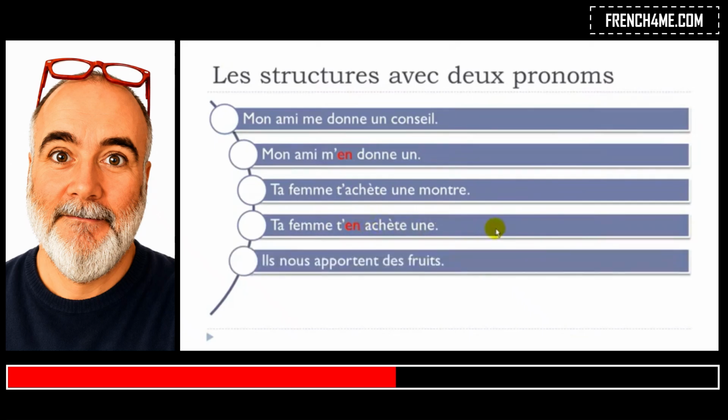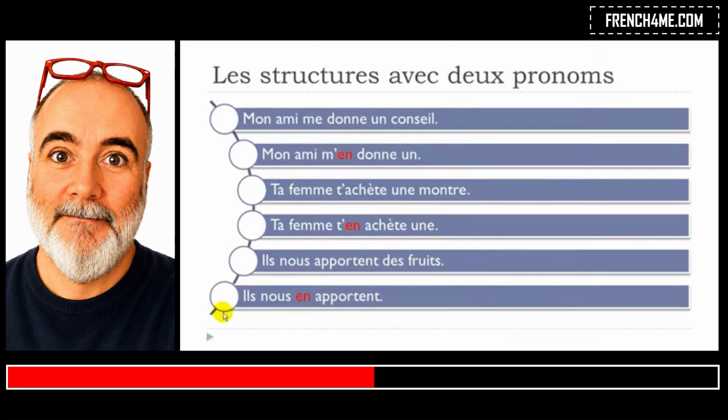Okay, then il nous apporte des fruits. Remember, apporter is to bring, des fruits, fruits. In that case, we would like to replace des fruits, and so we will replace it with the pronoun en. Okay, il nous en apporte. All right, so nous first, then your pronoun en, then the verb.